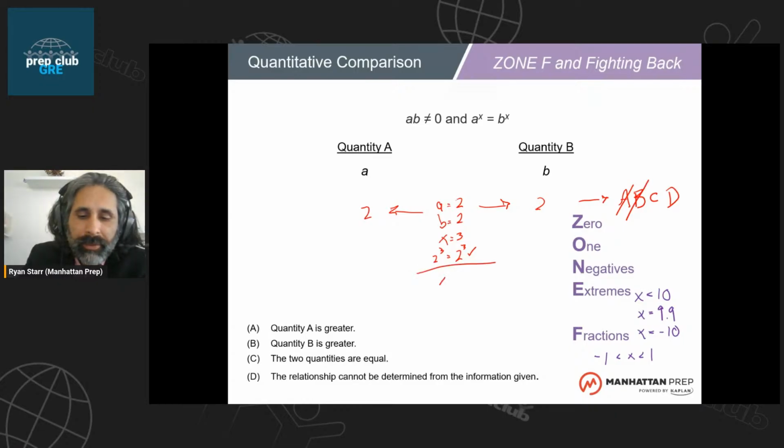What if X equals 0 itself? Nothing said X couldn't be 0, right? A could be 2, B could be 3. And it checks out because 2 to the 0 is equal to 3 to the 0, in that anything to the 0 power equals positive 1.